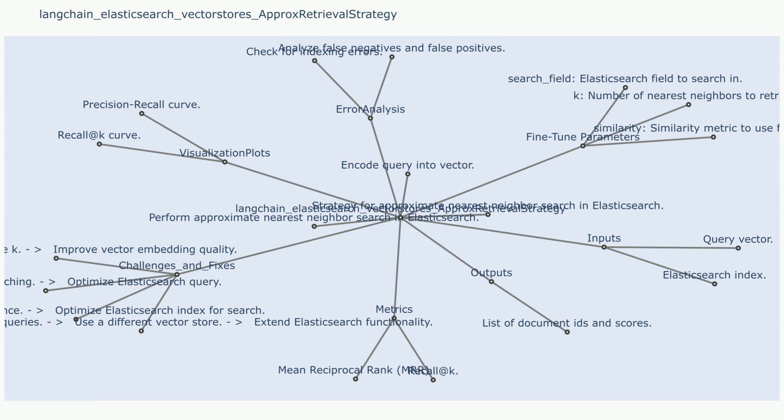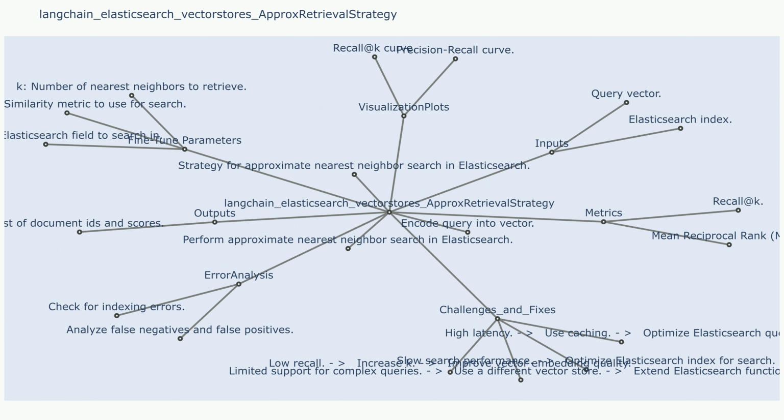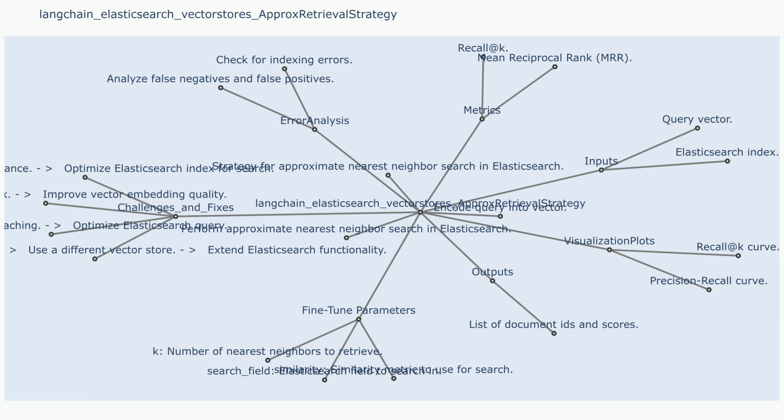Inputs. Query vector: the input vector for which we want to find the closest neighbors in the vector store. Vector store: the Elasticsearch index containing the embeddings of the documents. Outputs. Retrieval scores: a list of document IDs with their associated similarity scores, indicating how closely each document's embedding matches the query vector. Retrieved documents: the actual documents corresponding to the retrieved document IDs.